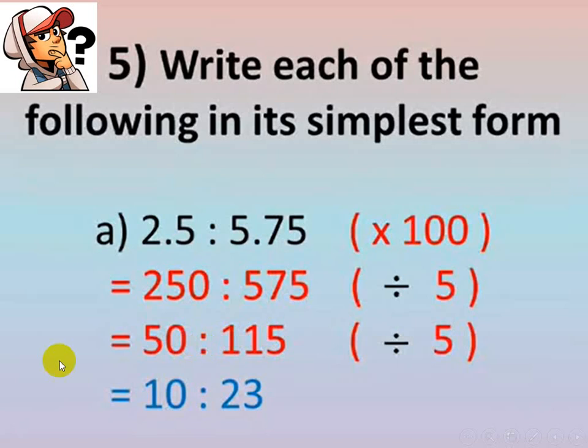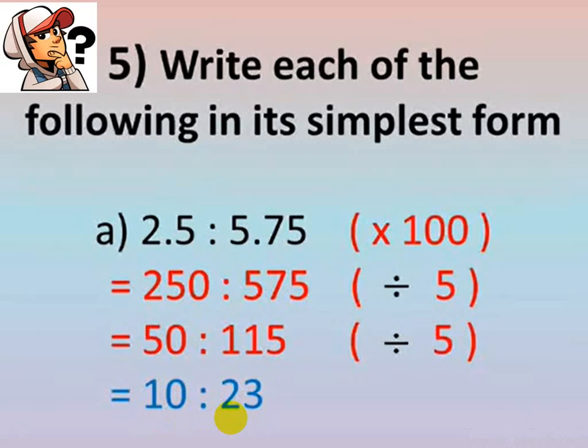50 and 115 are divisible by 5 also. Okay, 50 divided by 5 equals 10. 115 divided by 5 equals 23. 10 and 23 are in the simplest form. There is no simplifying at all now. So the ratio in the simplest form is 10 to 23.